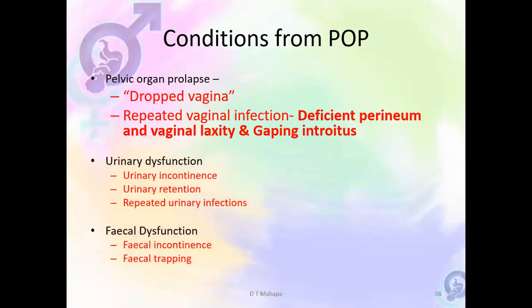And again, it's important that if a woman has delivered vaginally and she's got repeated vaginal infection, she should be examined to see whether she has a deficient perineum or vaginal laxity, so that she can be treated, because usually they blame repeated vaginal infection on her husband, while actually it is anatomical. This damage also causes urinary incontinence that we discussed last time.